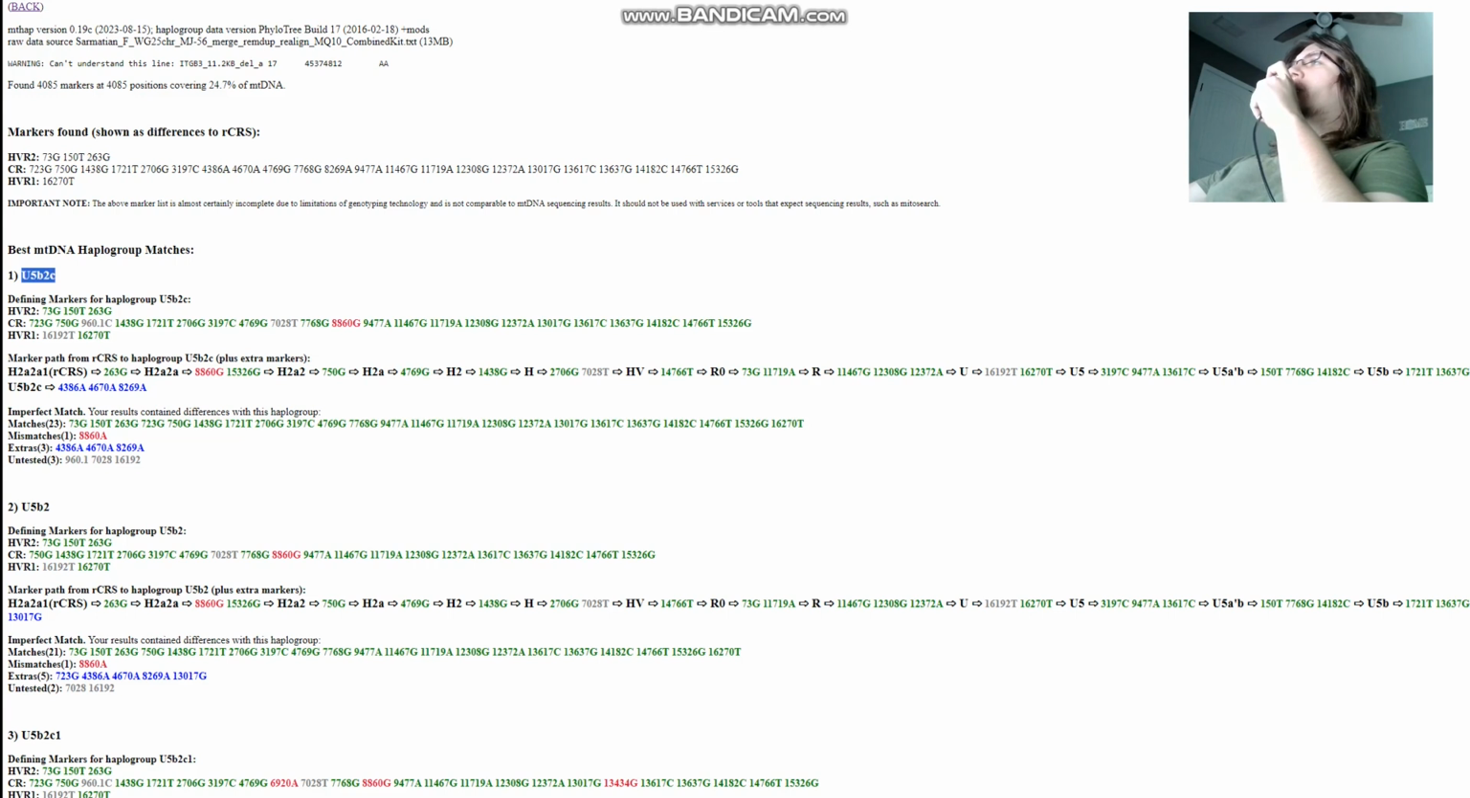I don't know where that's most common. But it's either U5B2 or U5. Yeah, it's U5B2. That's basically what it is. And now let's get into her phenotype. What does she look like?